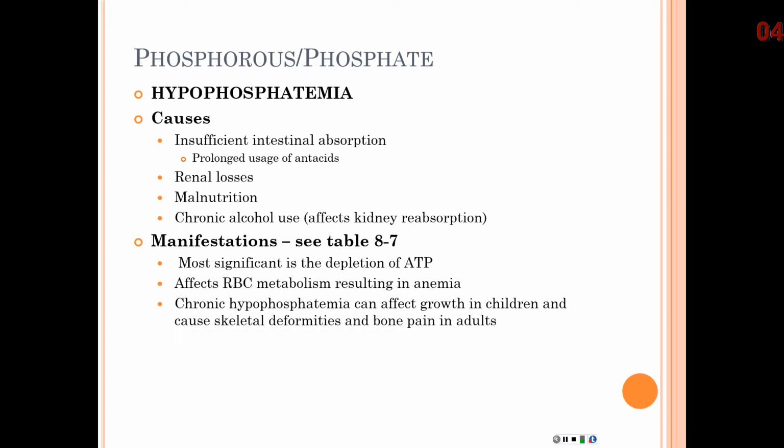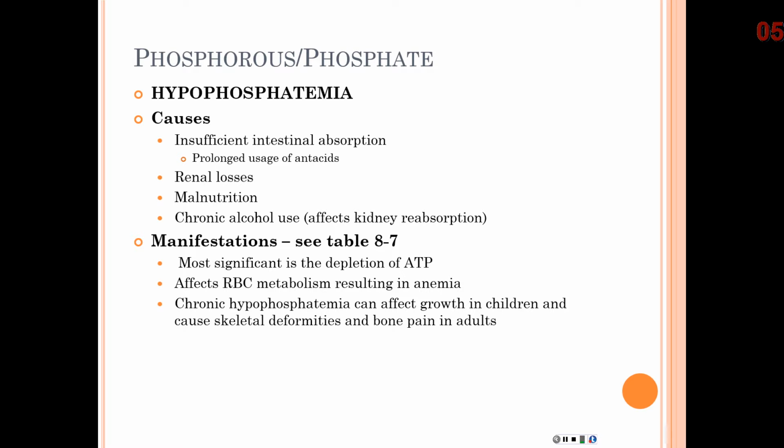It also affects red blood cell metabolism, so we result in anemia. In children in particular, it can cause skeletal deformities. In adults, it's bone pain. Again, the bone pain comes from the fact that we start taking from the bone the phosphate that's being stored there in large amounts to try and compensate for insufficient intake or rapid loss, for instance, at the kidneys.